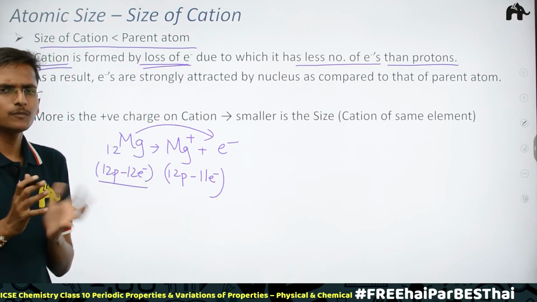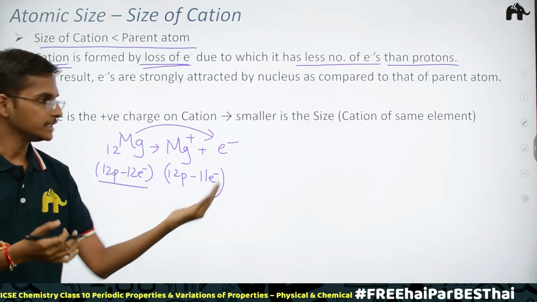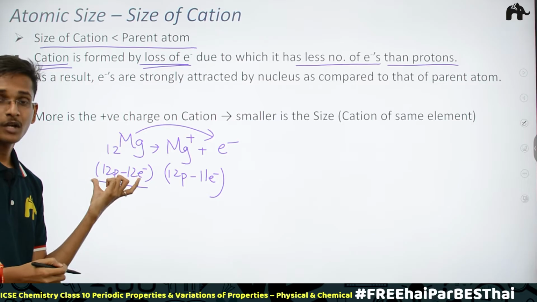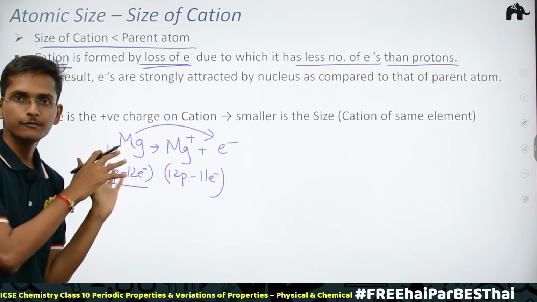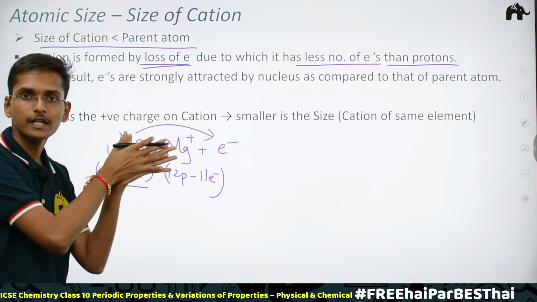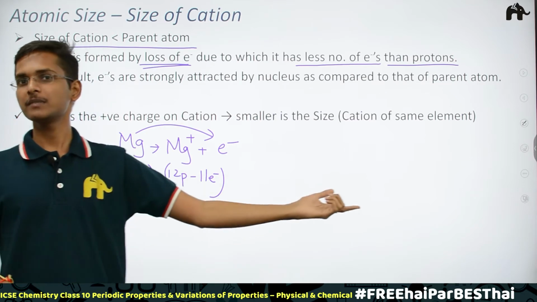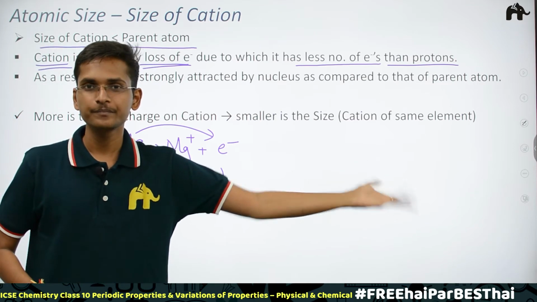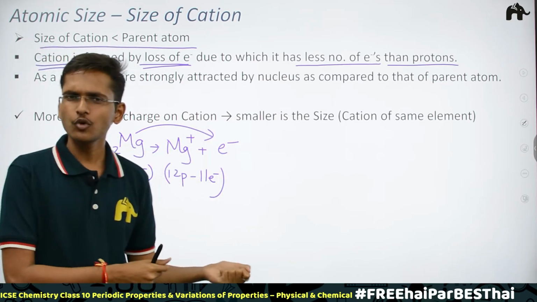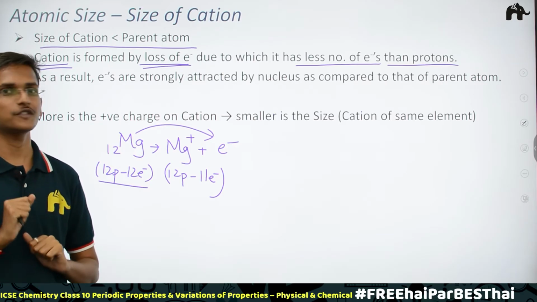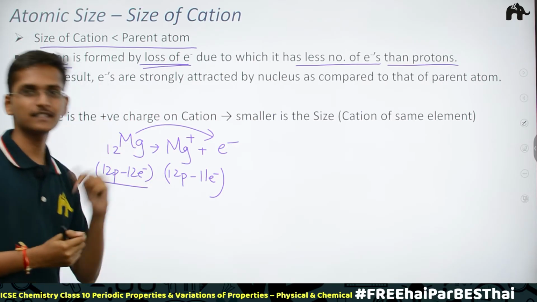Now suppose this is a game of tug of war. Here there are 12 protons and 12 electrons. But now what happened? Magnesium lost an electron. So there are still 12 protons, but one member is reduced, and 11 electrons remain. So now these 12 protons would definitely pull these 11 electrons with more force. Yes, and that's what is happening.